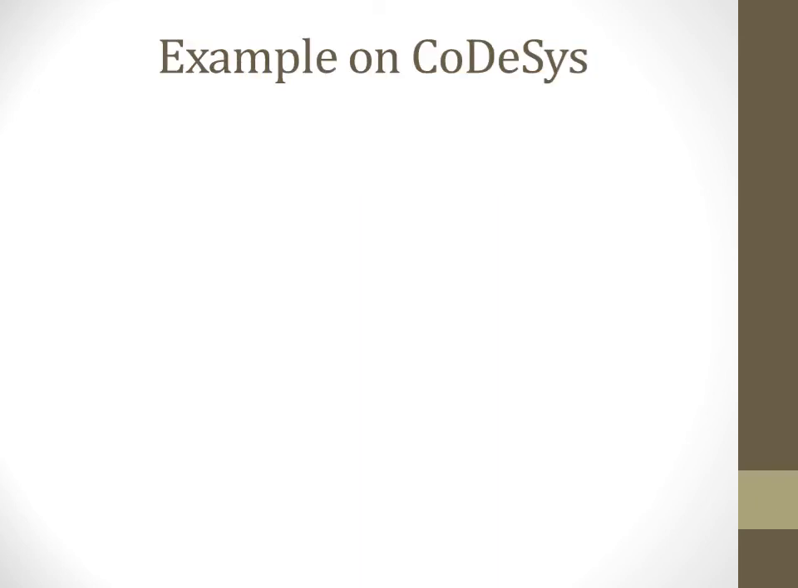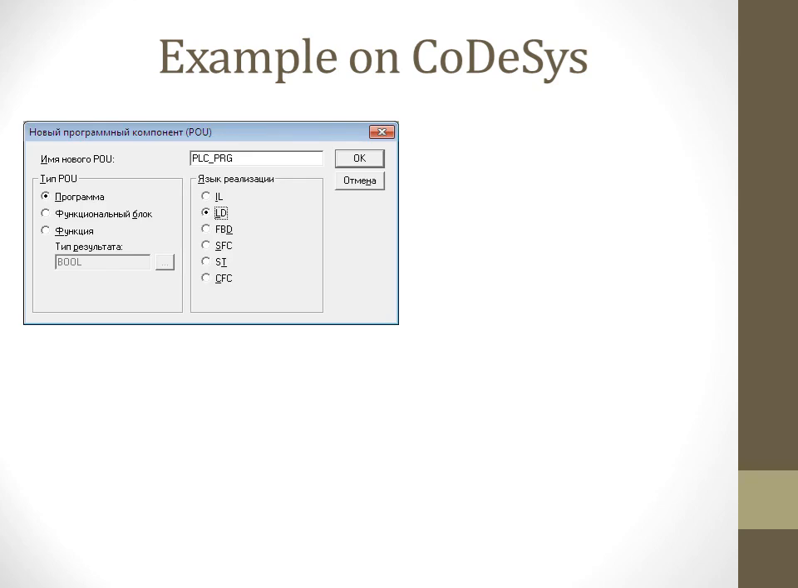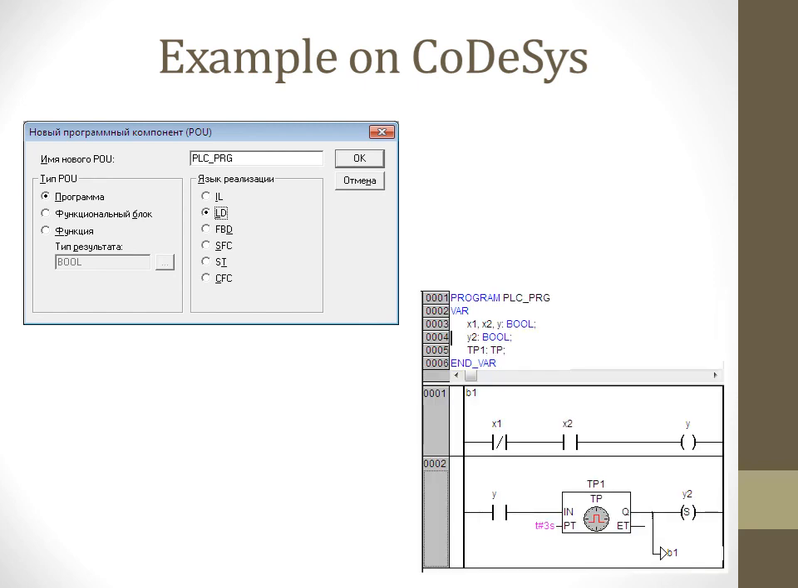Writing a program in the CoDeSys complex is performed by selecting the appropriate pole in the LD language. If we need to write a program in LD language, we need to select the appropriate pole, and we need to select LD language. It should be noted that this language is very convenient and consistent for performing logical operations.